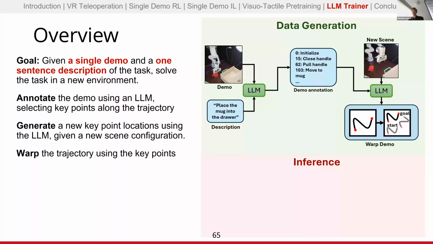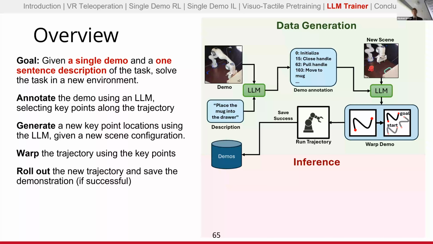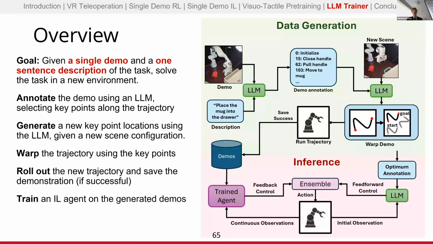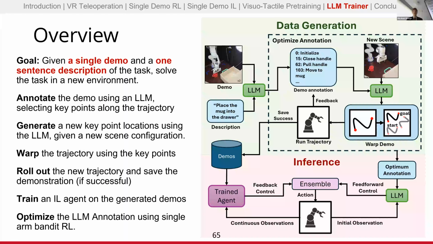Once we've generated new key points, we then warp the trajectory, and then roll out that warped trajectory on the robot, and if it's a success, save it. And then using those saved demos, we can train an imitation learning agent to solve the task. However, because that annotation step only looks at a single demonstration, we can reuse that multiple times for multiple new scenes. So therefore, we can optimize it to pick a good annotation that will improve our success rate.